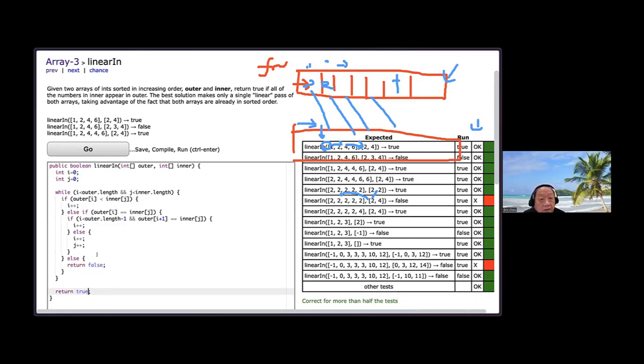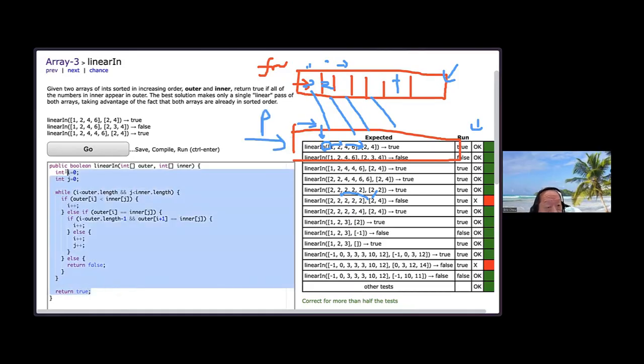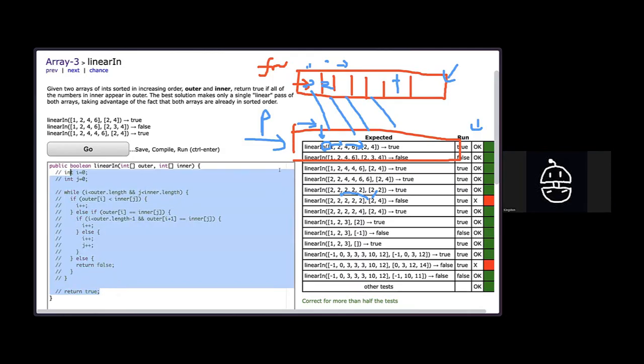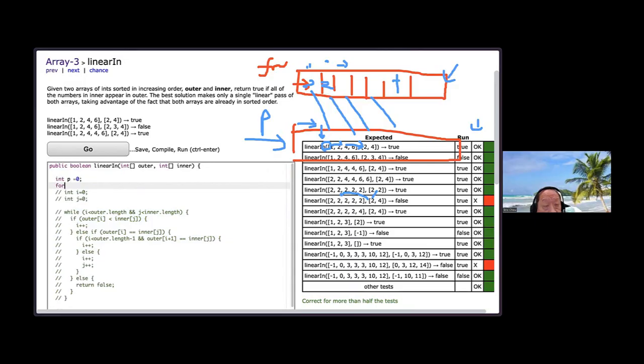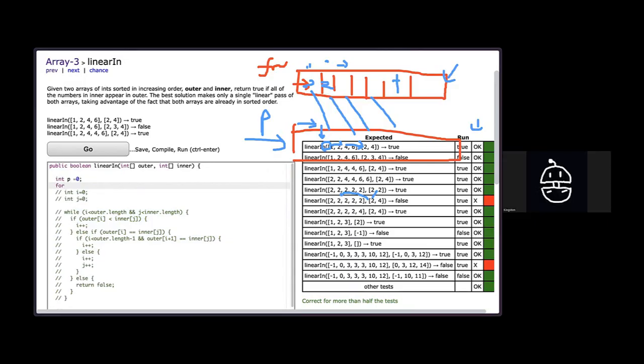See what I'm talking about? Using a for loop, and this one using the running index P. You know what I'm talking about? Let me talk about it one more time.